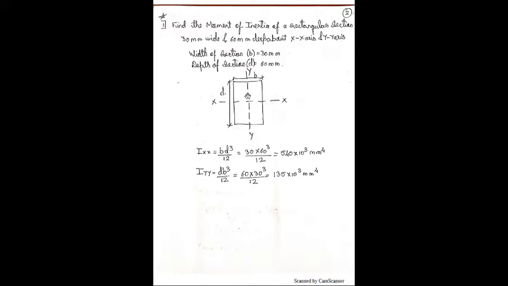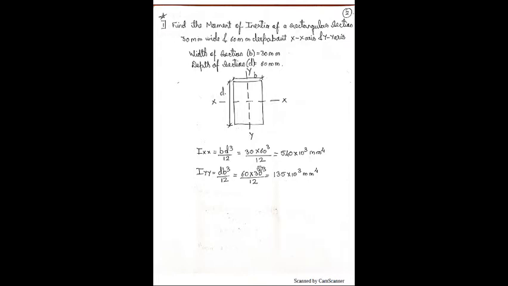Now let us find the moment of inertia about the y-axis. Again for a rectangular section it is BD cube by 12, but I will change the equation because it is for the y-axis. Parallel to it is D and perpendicular to it is B. Hence DB cube by 12, that is 60 into 30 cube by 12. So we get this answer.